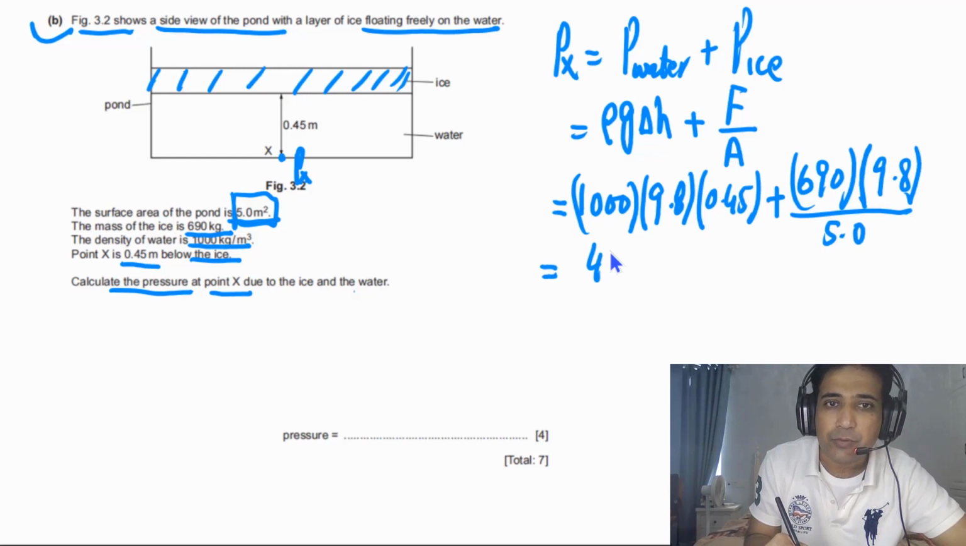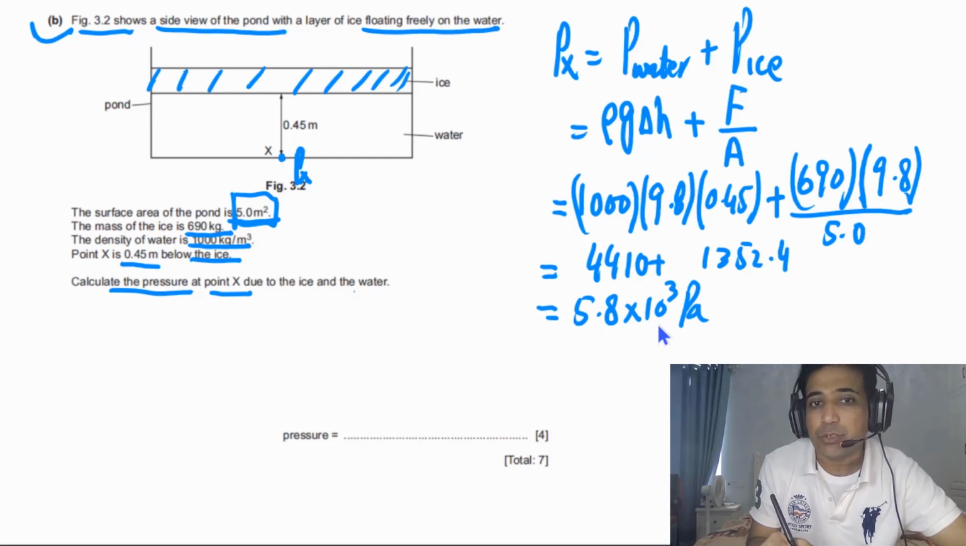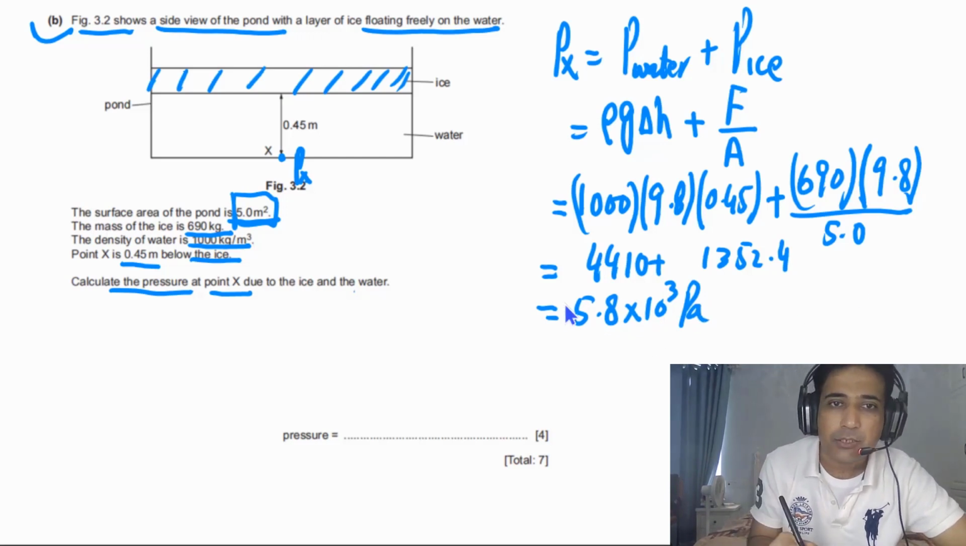So if we solve here, we will get 4410 plus for ice we will get 1352.4. And if we add these two together, our final answer will be 5.8 times 10 to 3 Pascal. So this is our final answer, and this is how you can approach this problem. A beautiful question about pressure.